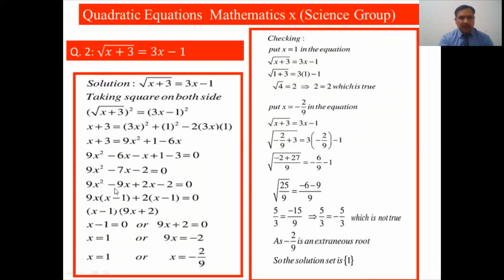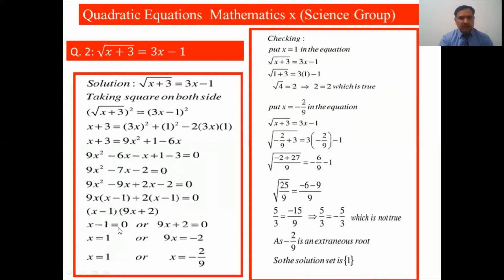So here in these two terms, we can take 9x common, so we are left with x minus 1 here. In these two terms we can take 2 as common, so we have x minus 1. So now we can take x minus 1 as common, and we are left with 9x plus 2. So this must be equal to 0. So x minus 1 is equal to 0, or 9x plus 2 is equal to 0.